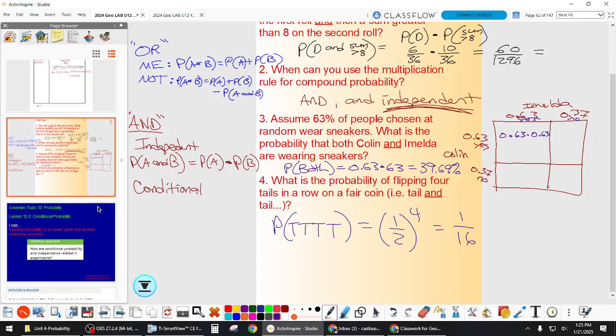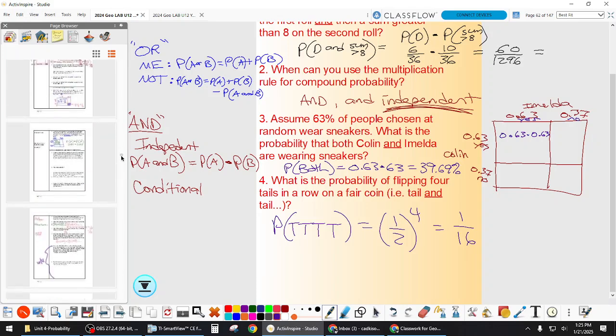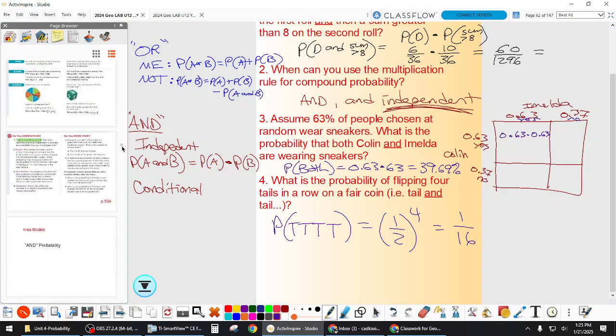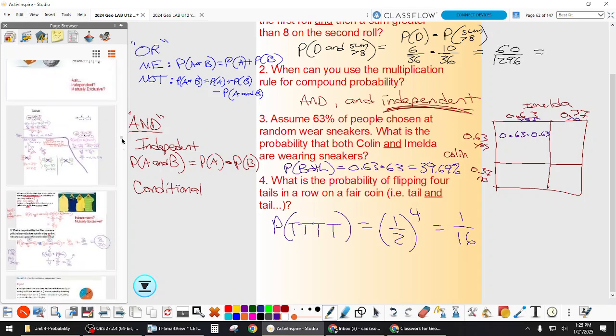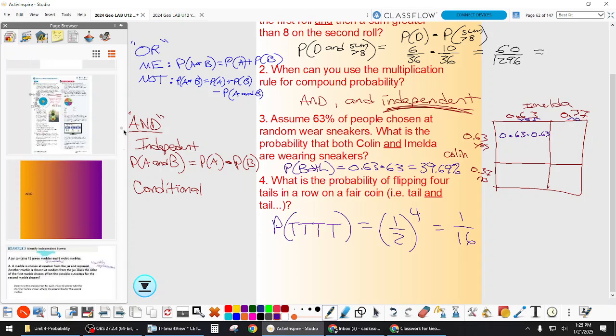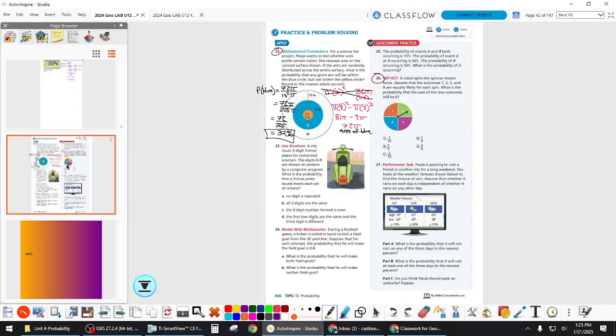I had you working on 3 problems on worksheet 12.1. It's this one. No, let me get there. Why don't you grab this one, please? It was 11, 21, and 24. Yeah.